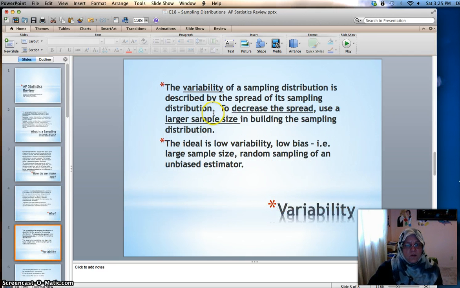Variability. The sampling distribution is described by the spread of its sampling distribution. So to decrease the spread, we can increase sample size. And that will make our sampling distribution, let's say it's unimodal and symmetric, shrink and become narrower. Okay, so that's one way we reduce variability of a sampling distribution. The ideal situation would be to have low variability and low bias. So a large sample size and random sampling of an unbiased estimator.